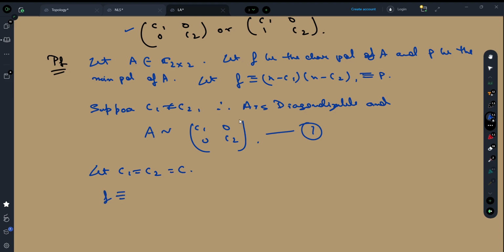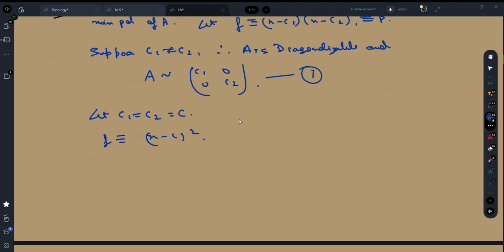What happens if c1 equals c2? Now let c1 be equal to c2. Let us assume that to be the value c. Then the characteristic polynomial comes out to be of this form, (x minus c) whole squared. And what are the possibilities for the minimal polynomial then? Either it can be x minus c, or the minimal polynomial can be equal to the characteristic polynomial.